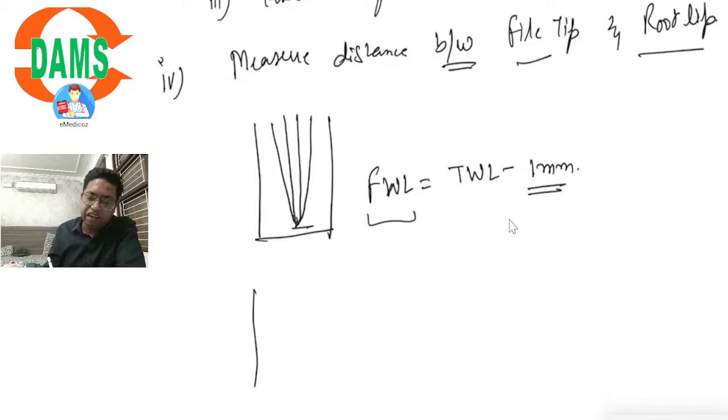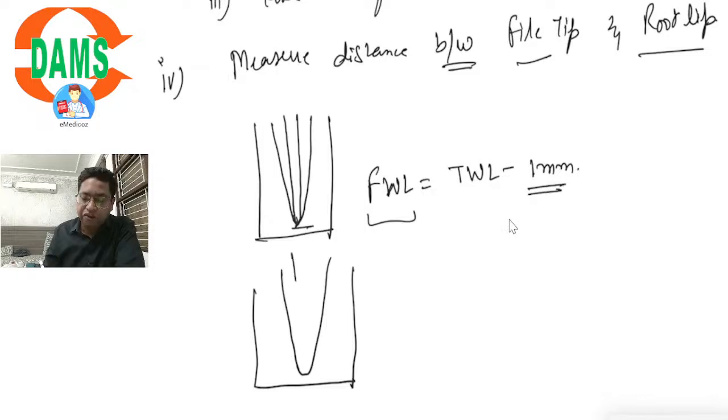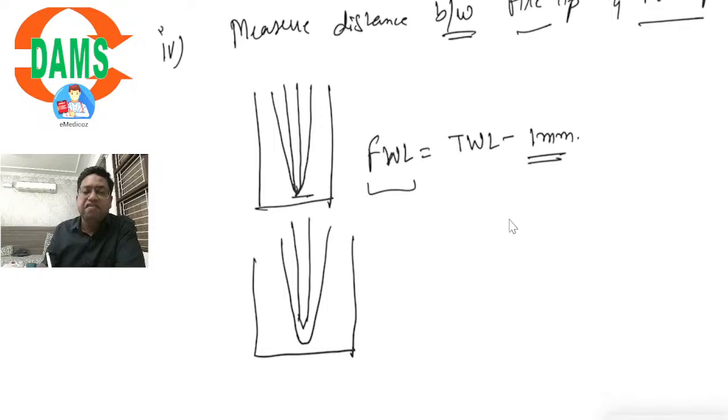If I talk about the second scenario, suppose you have taken a radiograph with the file inserted and you get a situation like this. The file is inserted at the tentative working length and the distance between the tip of the file and the root apex is 1 millimeter. Then what would be your final working length? It would be equal to the tentative working length, that is 20 millimeters in our case.